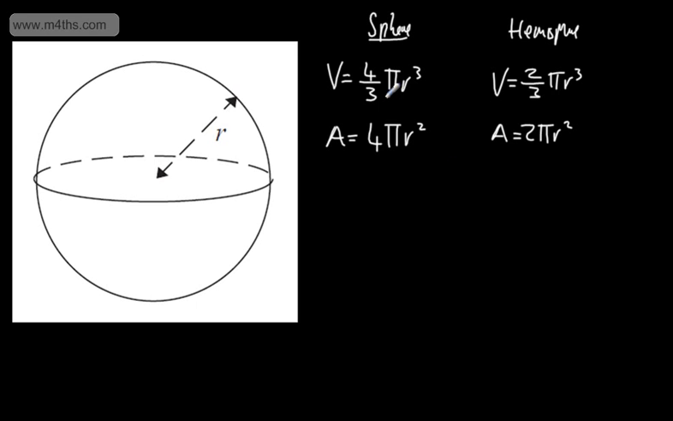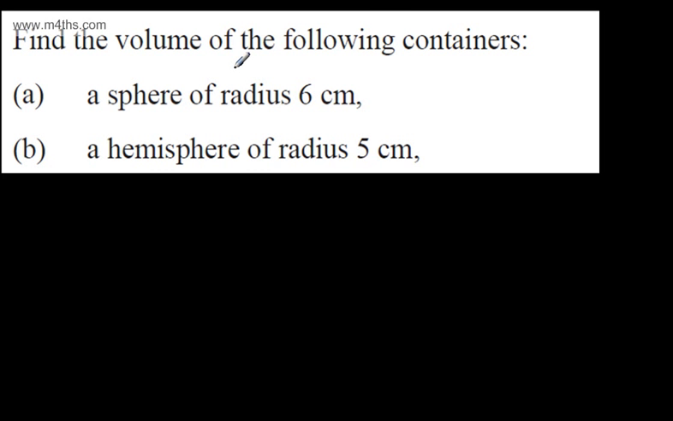So these two are given in the formula book, and all we have to do is now use or apply them to the questions. So let's go ahead and work through some questions. We're asked to find the volume of the following containers. A sphere of radius 6 centimeters. So we want the volume. The volume of a sphere is 4/3 pi r cubed as given in the exam book. So the volume is going to be 4/3 pi multiplied by 6 cubed.